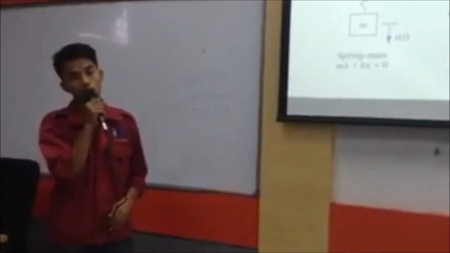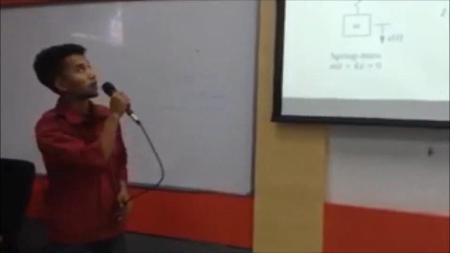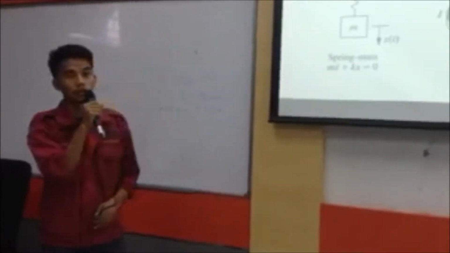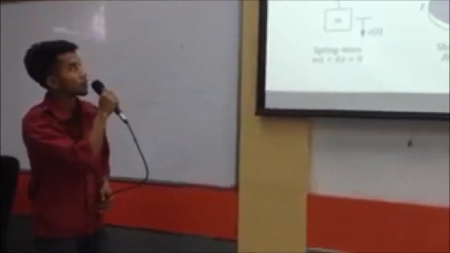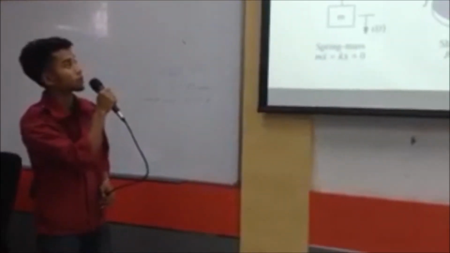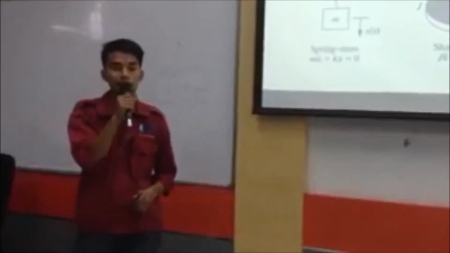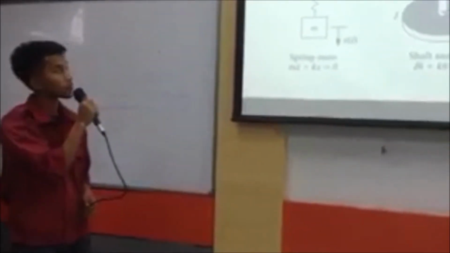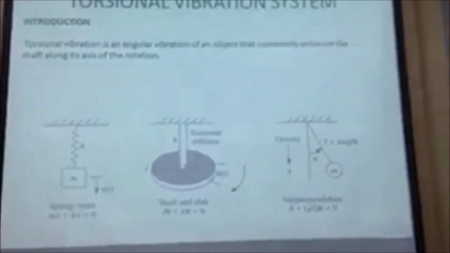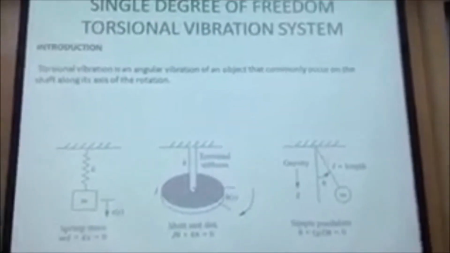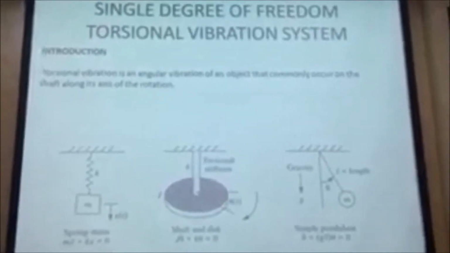Today I would like to present our mechanical vibration group project, which is a single degree of freedom torsional vibration system. So actually, what is a torsional vibration? Torsional vibration is an angular vibration of an object that commonly occurs on a shaft along its axis of rotation.